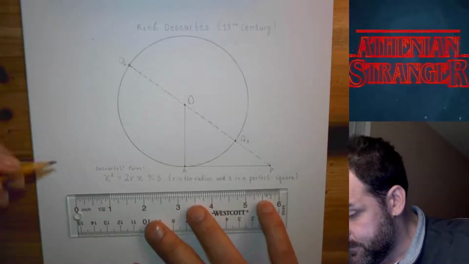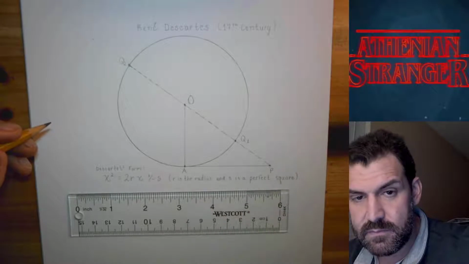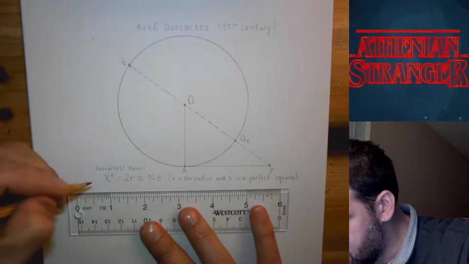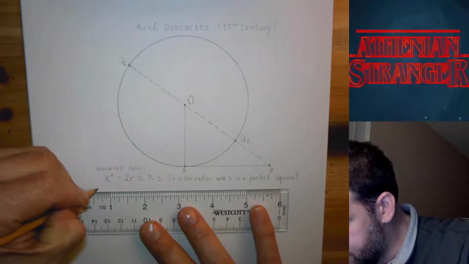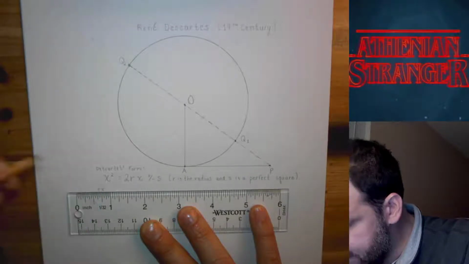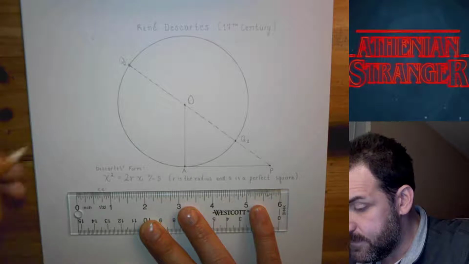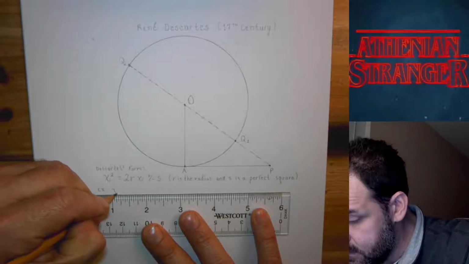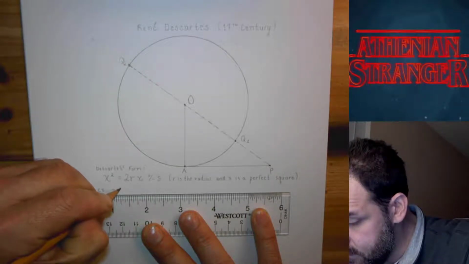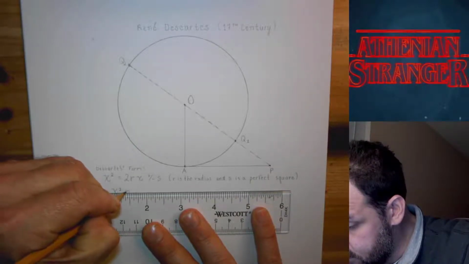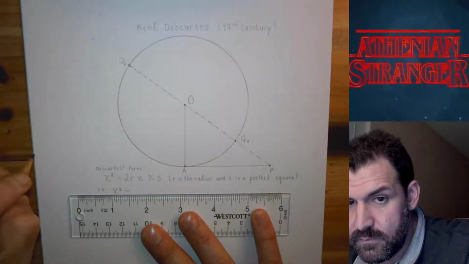So let's look at an example. Okay, so here's an example. What if we had this equation? You ready? X squared equals 3x plus 4.